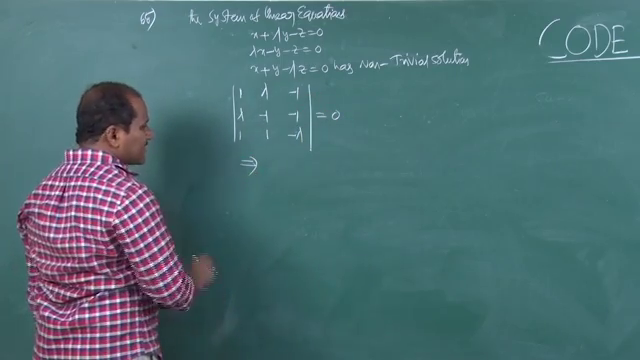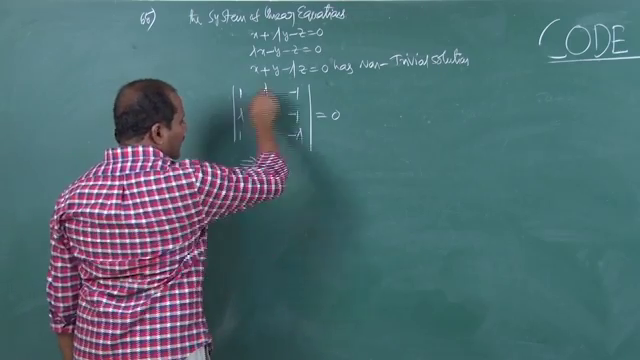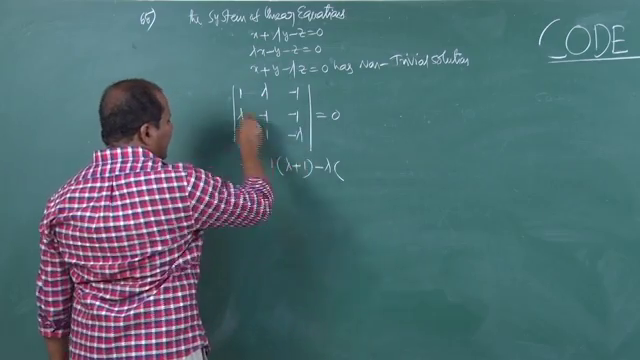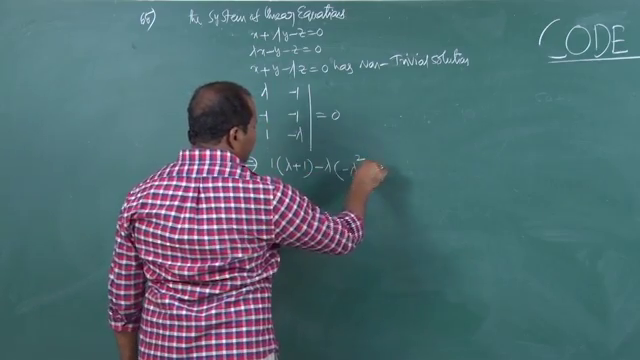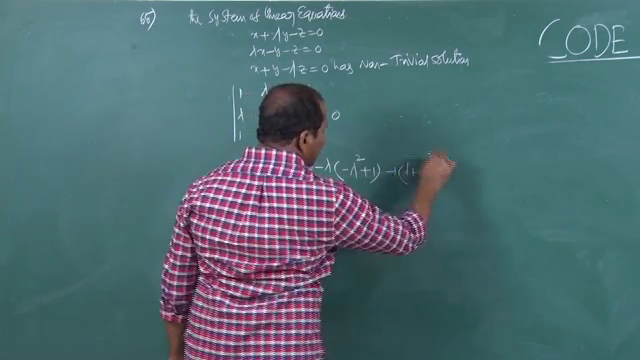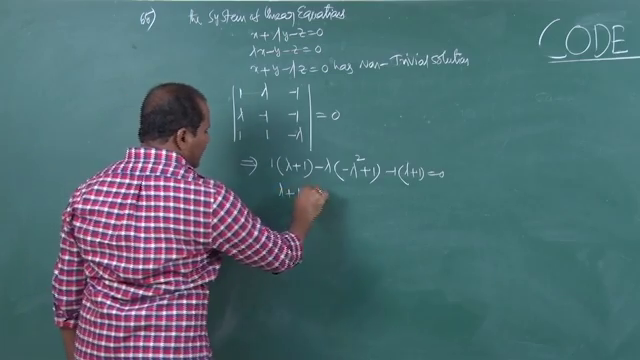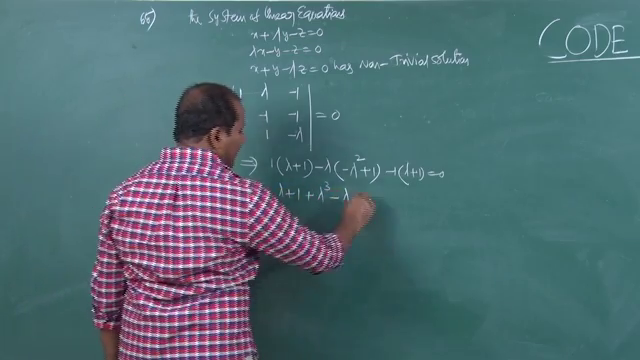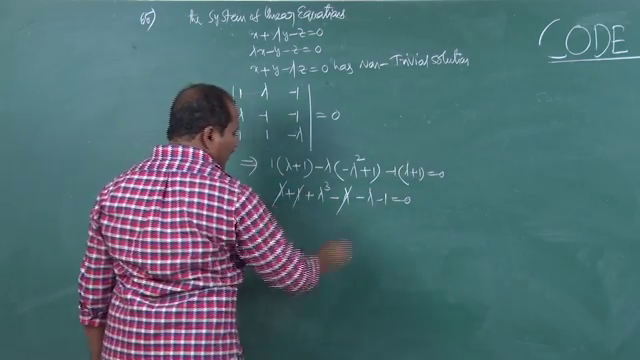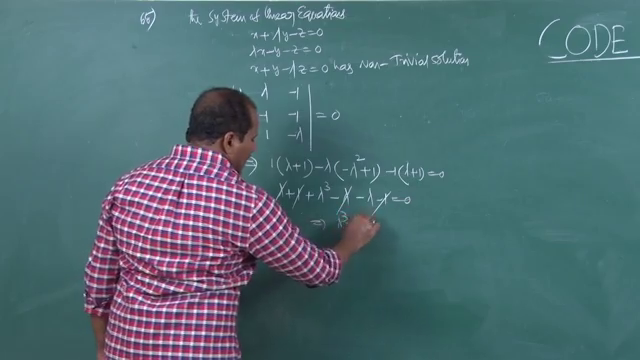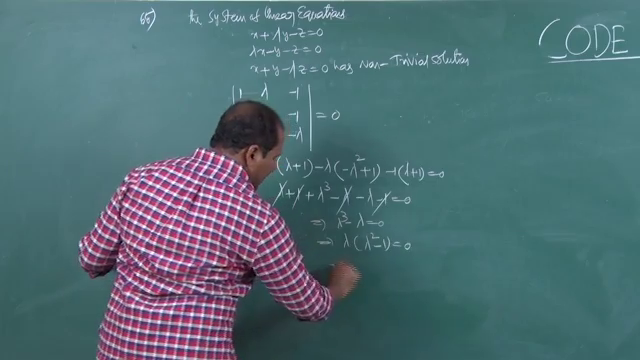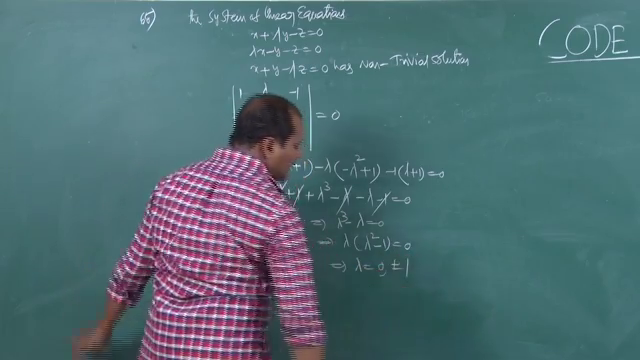Expanding this 3 by 3 determinant: 1 into lambda plus 1 minus lambda into minus lambda square plus 1 minus 1 into lambda plus 1 equal to 0. So lambda plus 1 plus lambda cube minus lambda minus lambda minus 1 equal to 0. Lambda gets cancelled, 1 gets cancelled, remaining is lambda cube minus lambda equal to 0, which implies lambda into lambda square minus 1 equal to 0, so lambda equal to 0, plus or minus 1.